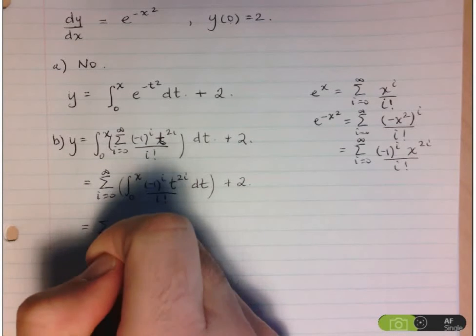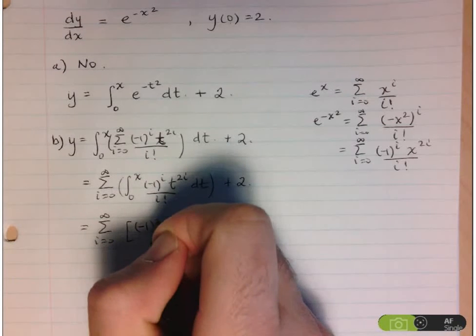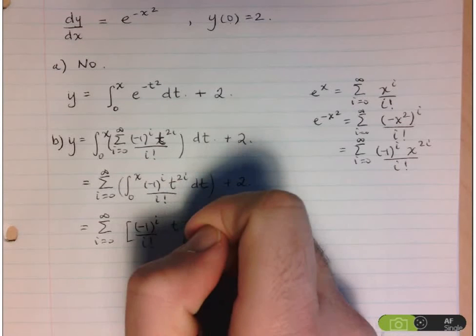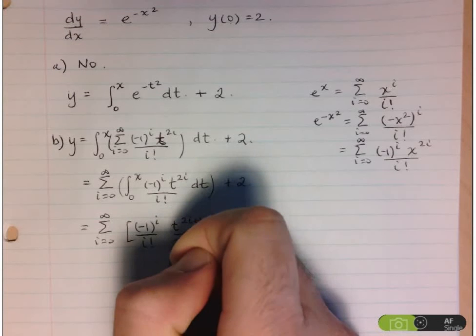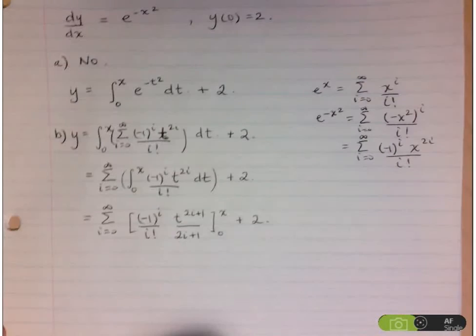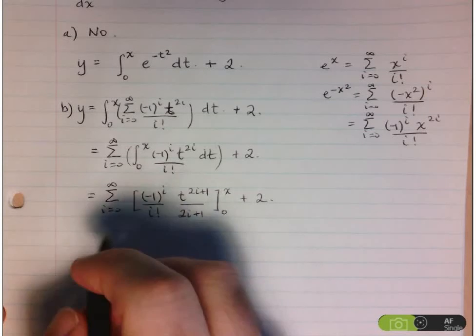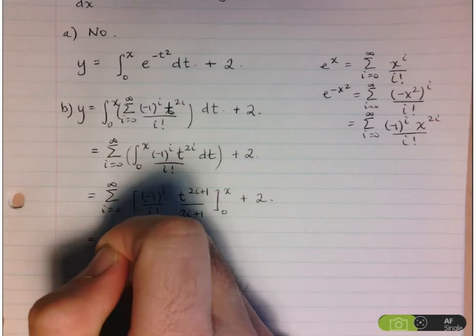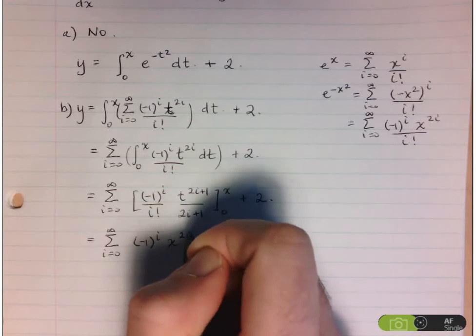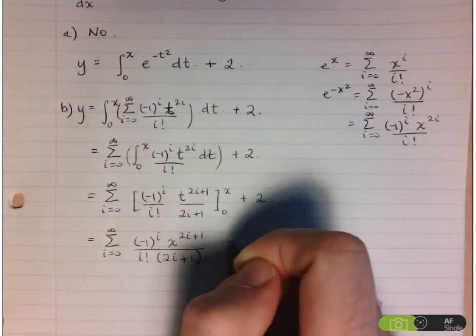So let's just finish this off. i equals 0 to infinity. So let's take the antiderivative here. The negative 1 to the i and the i factorial act as constants within this integral. So we just have t to the 2i plus 1 over 2i plus 1, evaluated from 0 to x. And let's not forget the plus 2. And so here we can see that when we evaluate the integral, the second part will just go to 0. So we have sum i equals 0 to infinity of negative 1 to the i, and here we'll have x to the 2i plus 1 over i factorial times 2i plus 1. And then plus 2.